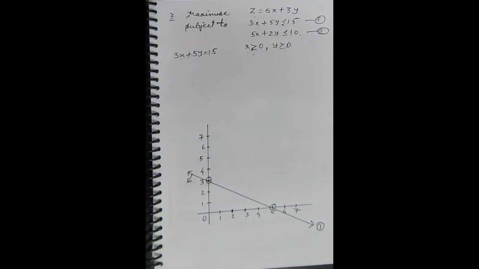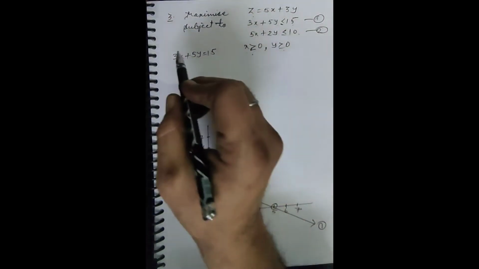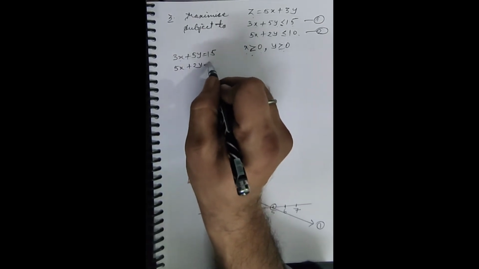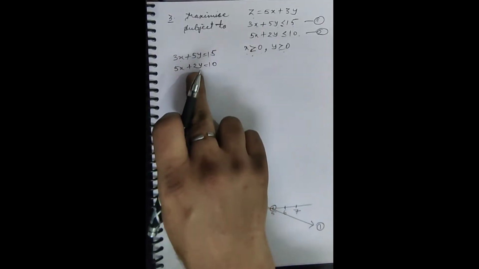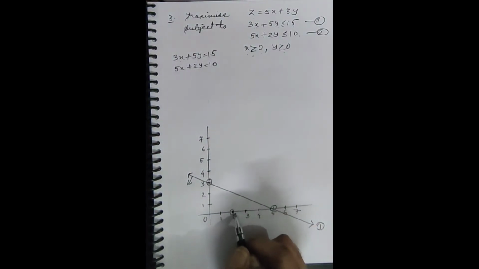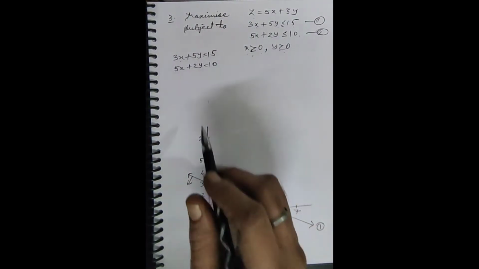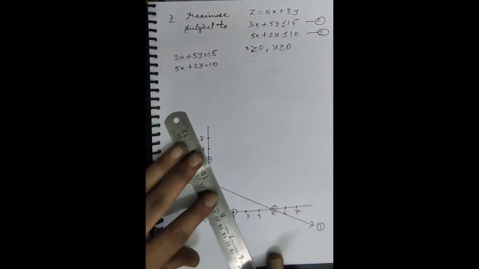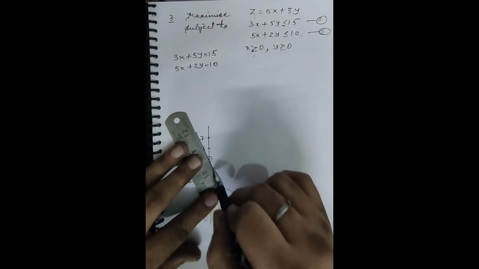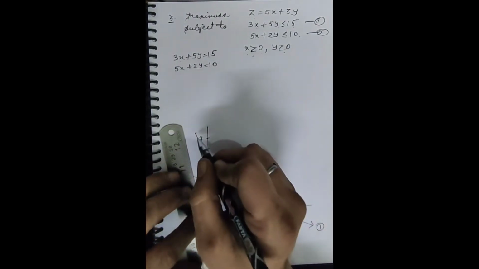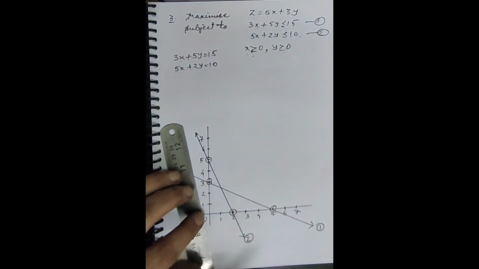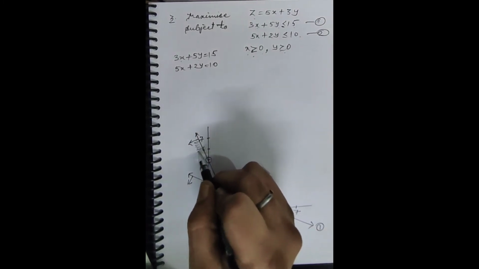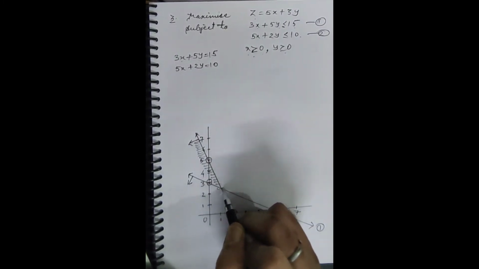Now similarly we can go ahead with inequation number 2, taking the associated equation 5x plus 2y equal to 10. For y equal to 0, x is 2. For x equal to 0, y is 5. So let's join these two also. And this is also shaded towards the origin. And now you might have come to know the feasible region is visible.